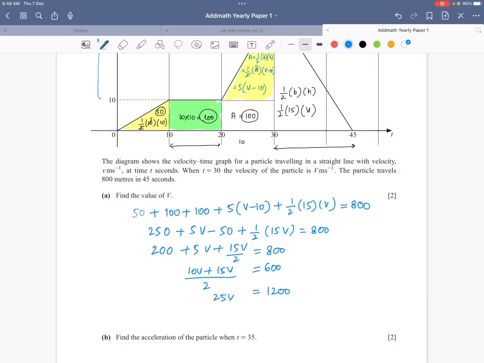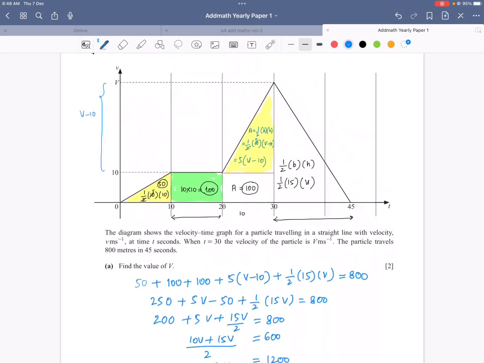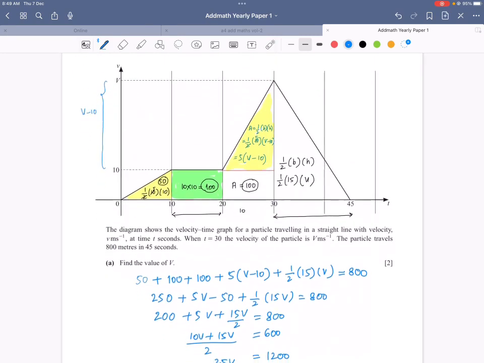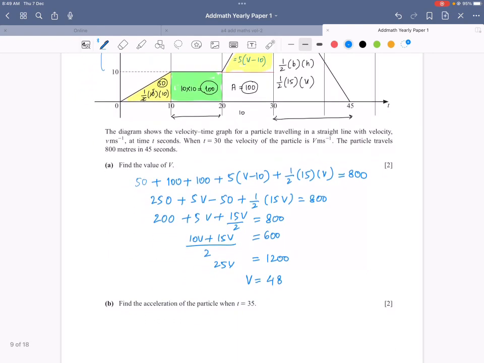So you got the value for v now. 1200 divided by 25, it's 48. So v is equal to 48. Alright. And velocity is in meters per second. The units are meters second inverse. That will be your answer.